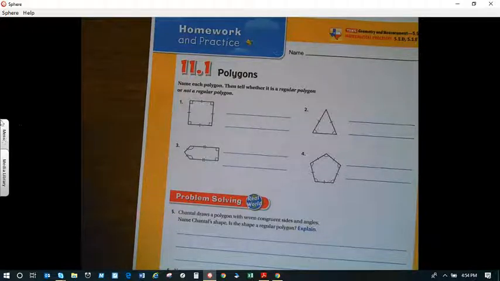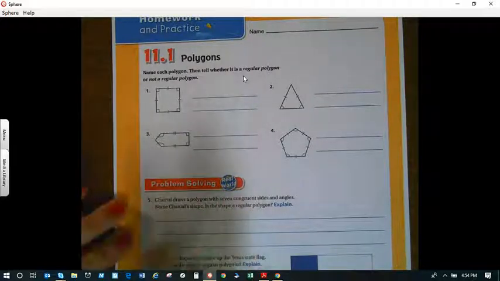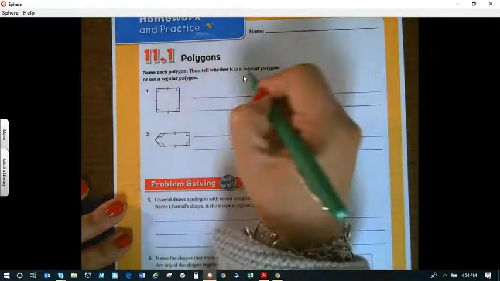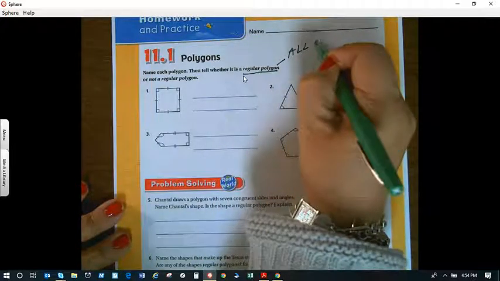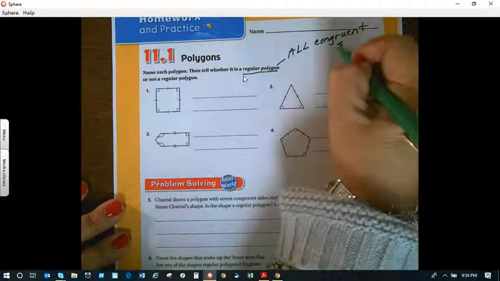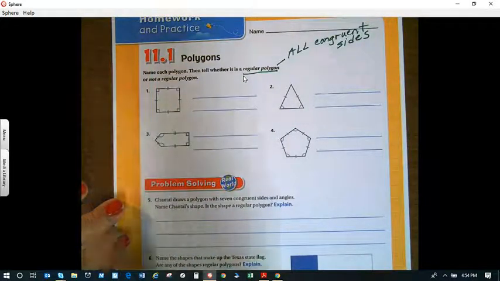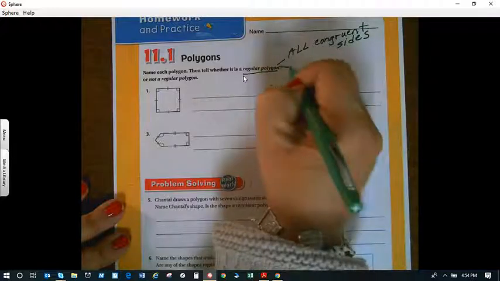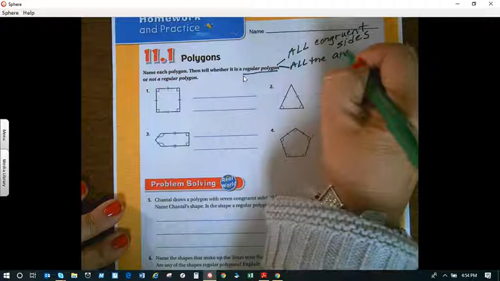We went over a lot of the definitions in class, and we also talked about a regular polygon and a not regular polygon. Just to reiterate, a regular polygon has all congruent sides, which means that all the sides are the same size, equal to each other, and that all the angles are congruent as well.